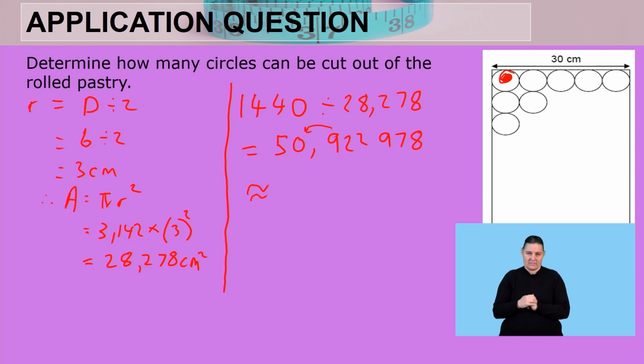So we can't do this one. Let me just get that arrow away from there. We can't do that. No. This is actually 50 circles. Take care. Nice. We've got this. Well done. Let's carry on.